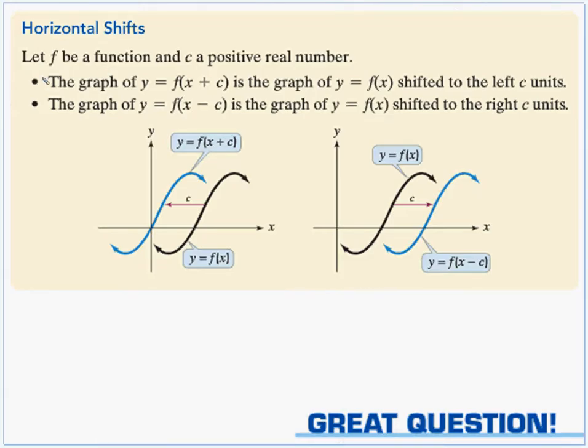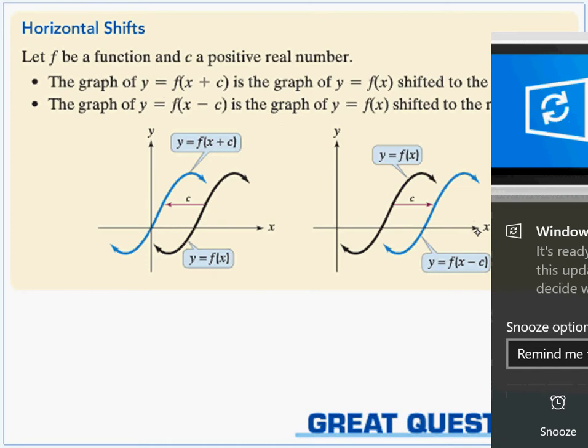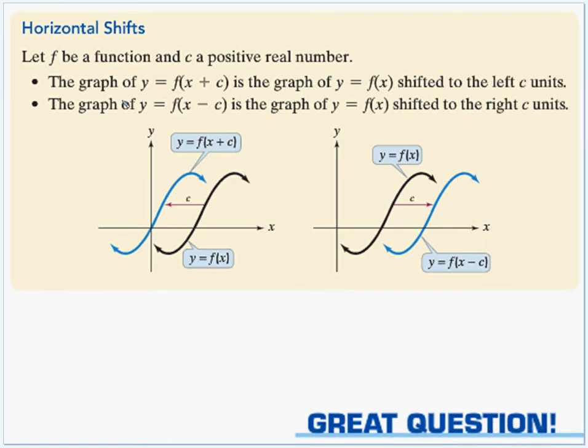So a horizontal shift: f is a function, c is a positive real number. The graph y equals f of x plus c is our same original graph but shifted to the left. So the plus in there is a shift to the left. If it is f of x minus c, that minus is a shift to the right.